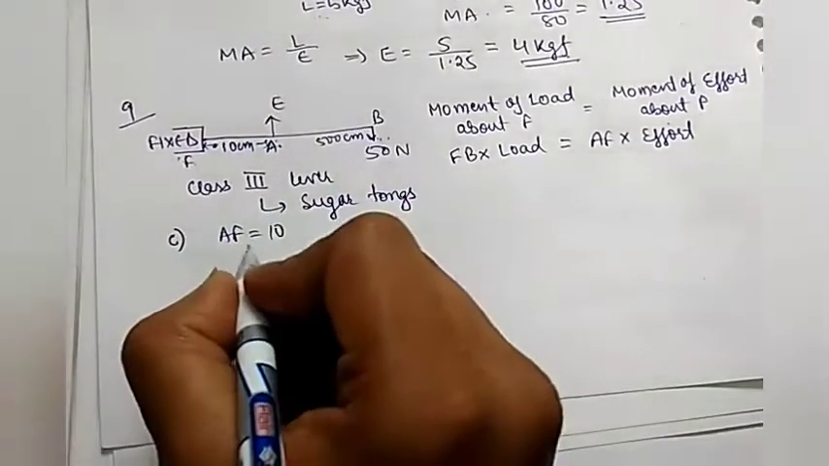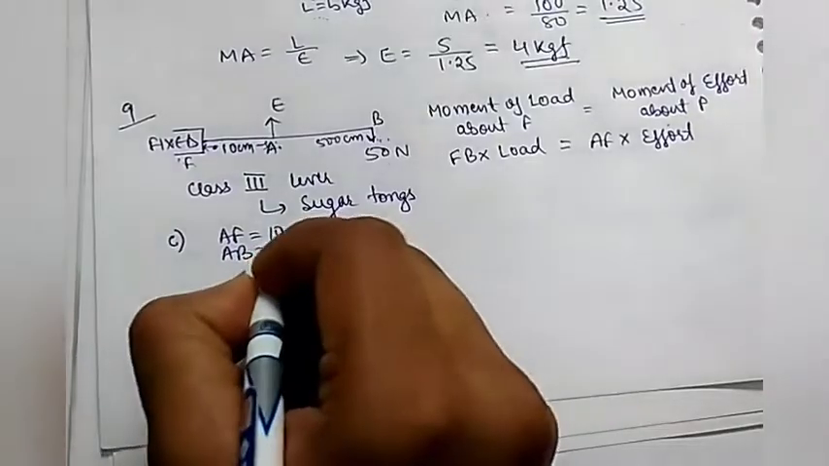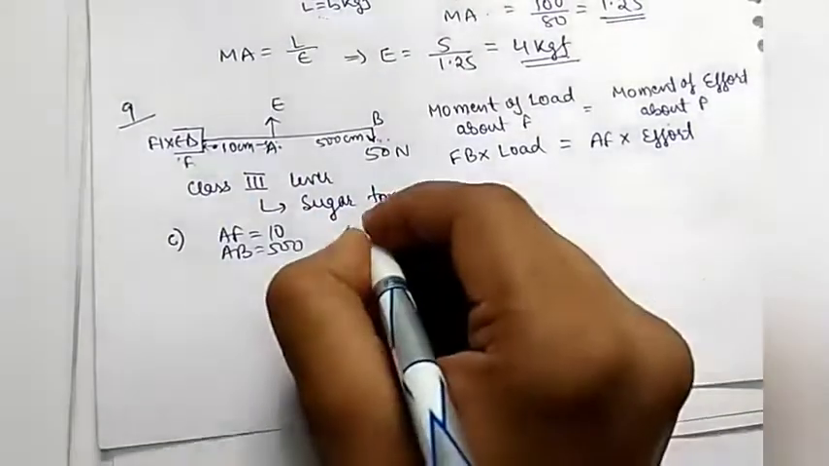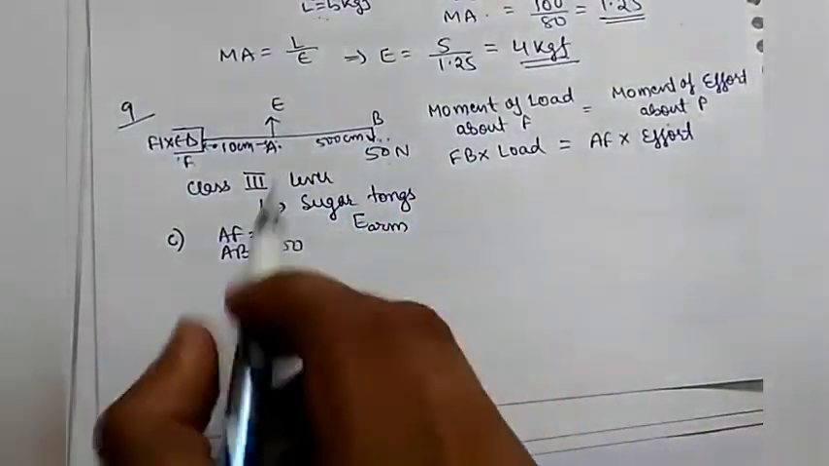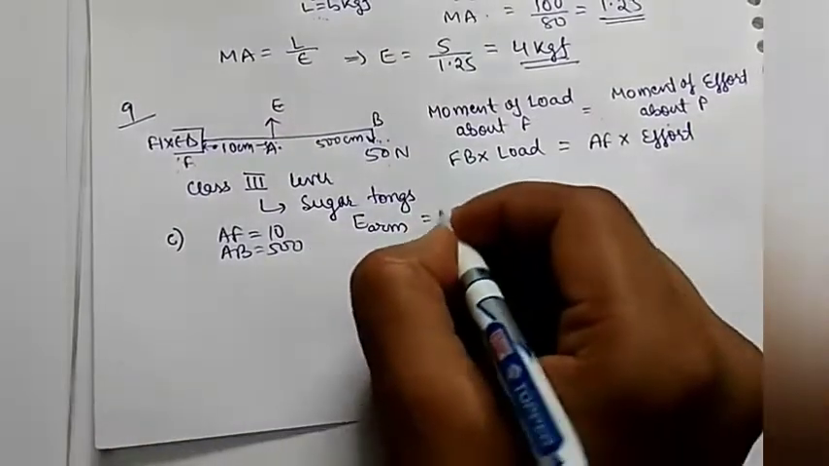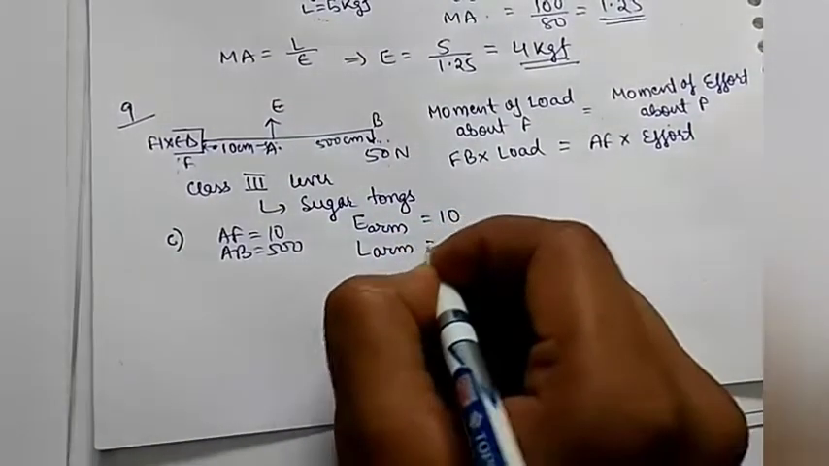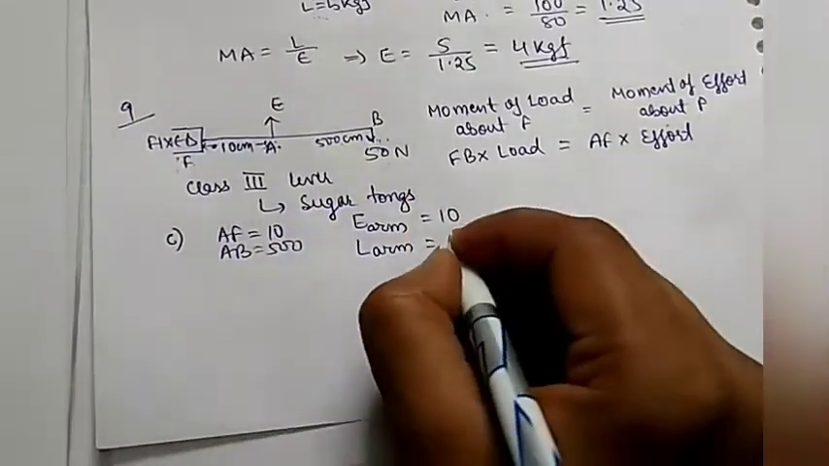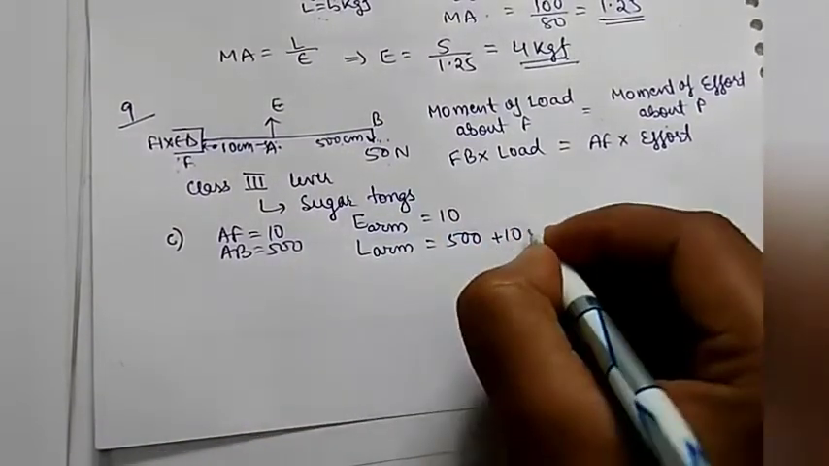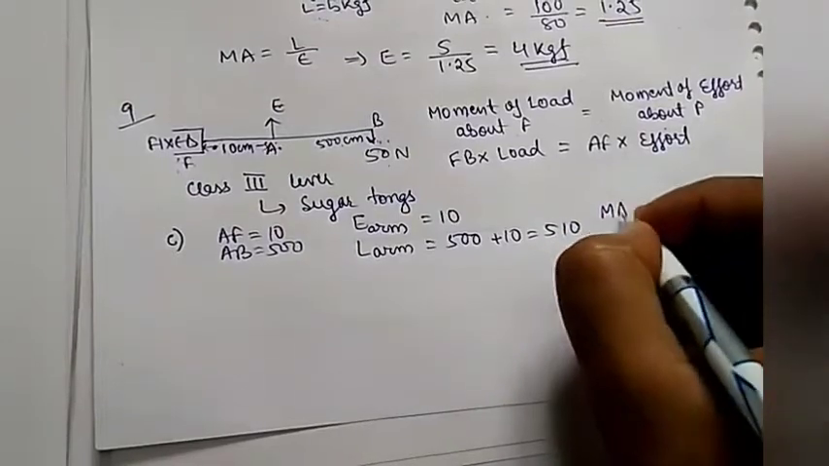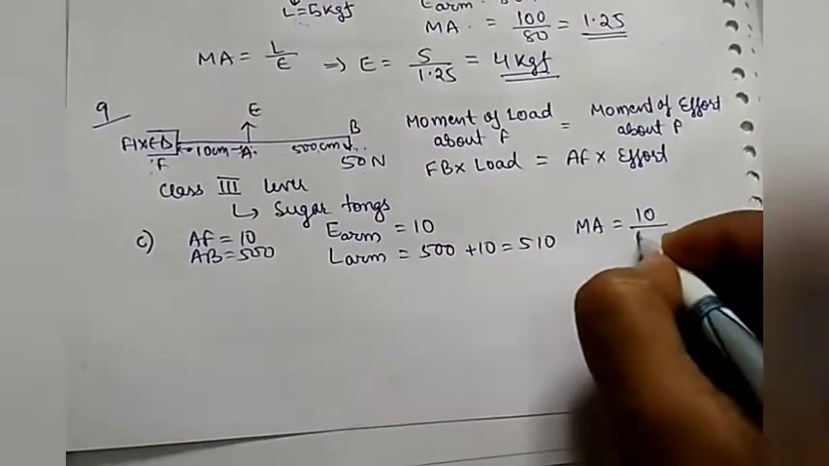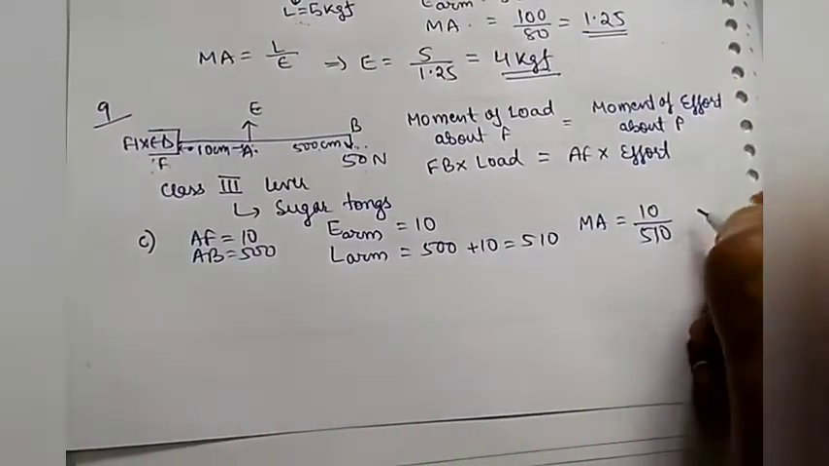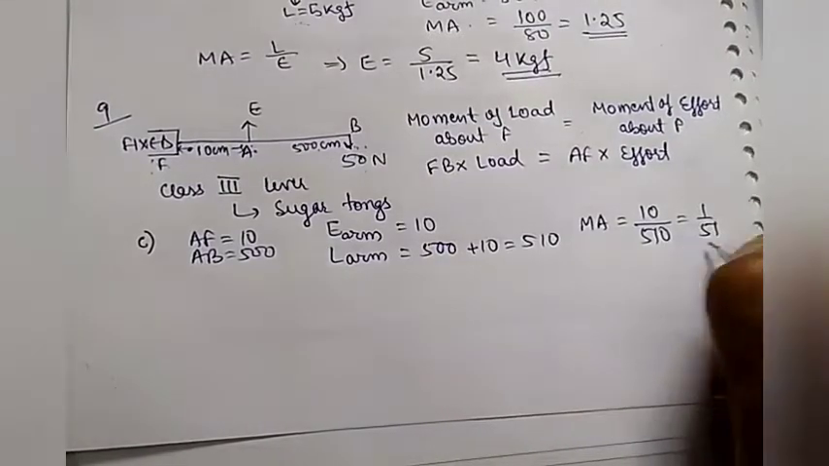So clearly now AB is given 500. So what is the effort arm? Distance between effort and fulcrum, that is 10. What is the load arm? Load arm means distance between load and the fulcrum, that is 500 plus 10, that is equal to 510. So the mechanical advantage is equal to effort arm by load arm, that is 1 by 51. This is the mechanical advantage.